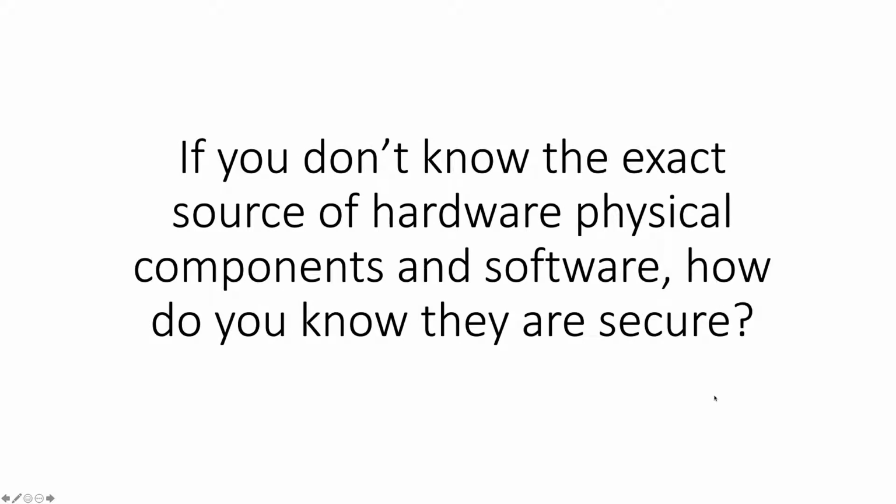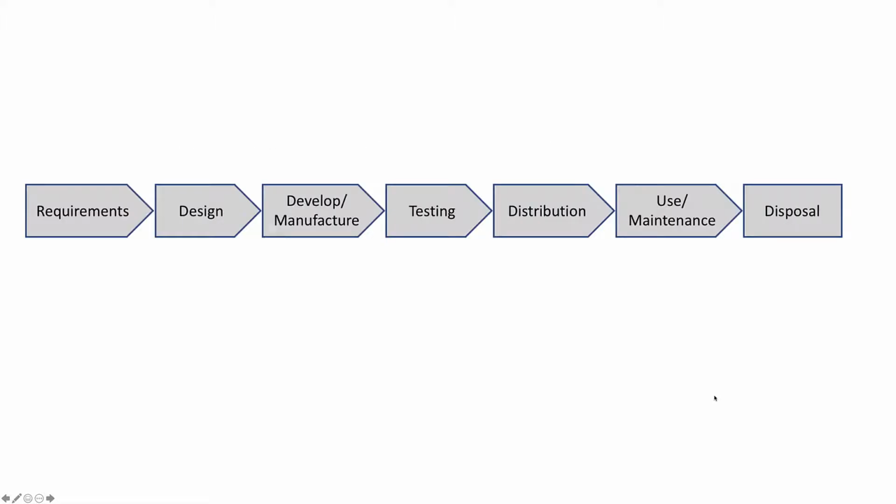If you don't know the exact source of hardware physical components and the software code, how do you know they are secure? It's difficult. It may be impossible, but there's ways of mitigating that issue. And so let's revisit the 7 stages of the supply chain.